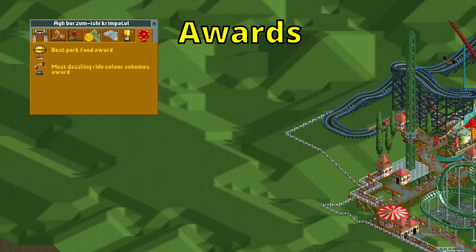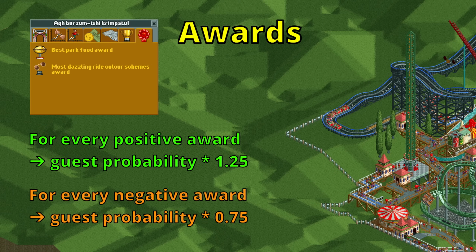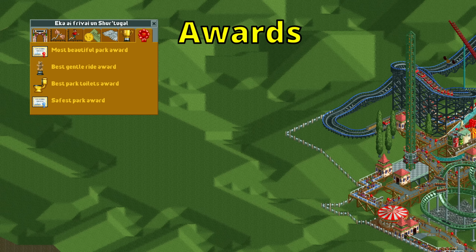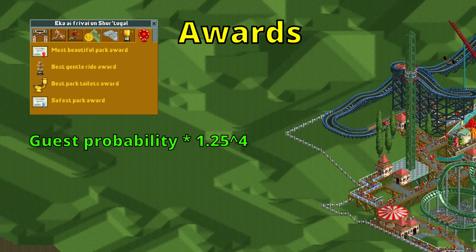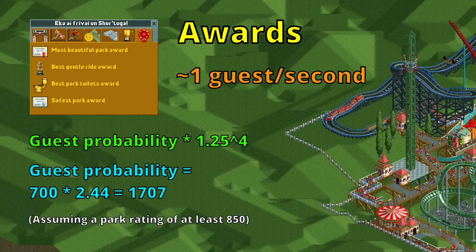Let's start with the awards. For every positive award you have currently active, your guest probability is multiplied by 1.25, and for every negative award it's multiplied by 0.75. If you somehow manage to get 4 positive awards active at the same time, your guest probability gets multiplied by roughly 2.44 for a total of 1707. This is the highest natural guest probability possible, and it spawns slightly more than 1 guest per second on average. This shows the massive impact that awards can have, and it's always worth it to go for some positive ones and to try to avoid the negative awards.